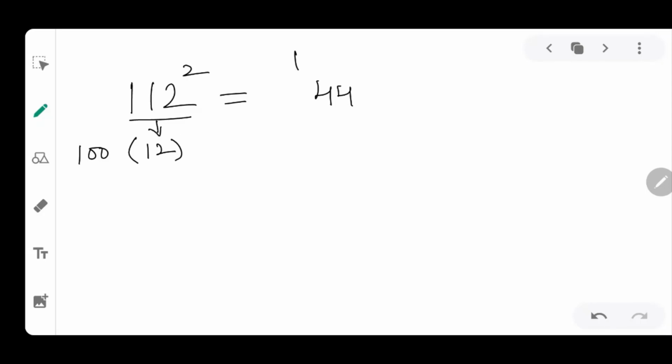Let's take one more example, 112 square. Now 112's base is 100. How much more? 12 more. So the square of 12 we know is 144. So we will take the last two digits 44, and 1 we will take as a carry. 112 plus 12 will give you 124. 124 plus 1 is 125. So this is the answer.